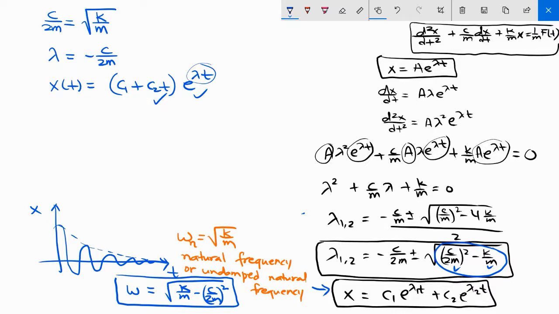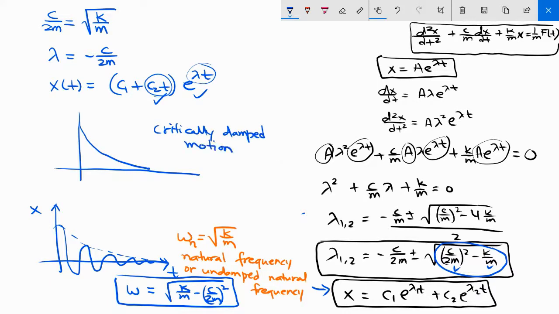There is also c2 times t. So as time increases, this c2 times t will increase. It will become bigger and bigger, but the exponential term is going to be dominant. Because of that, x as a function of time will be an exponentially decaying function, primarily. And this type of scenario is known as critically damped motion. This critically damped motion is in between the overdamped motion and underdamped motion, or this critically damped solution is in between overdamped solution and underdamped solution.